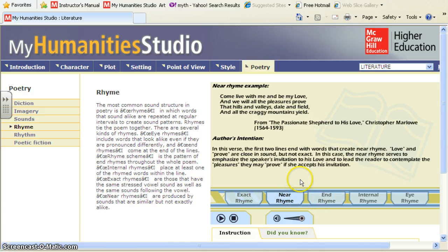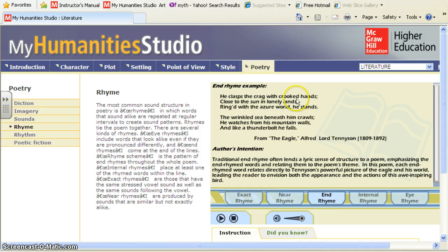You can have what's called near rhyme, love and prove, it's real close. Field and yield is exact, but love and prove are close. The vowels are just off a little bit. The V sound is the same, but that still counts as a type of rhyme. End rhyme is the rhyme on the end. Hands, lands, stands, crawls, walls, falls. We're used to that. We skip internal and go to eye rhyme.